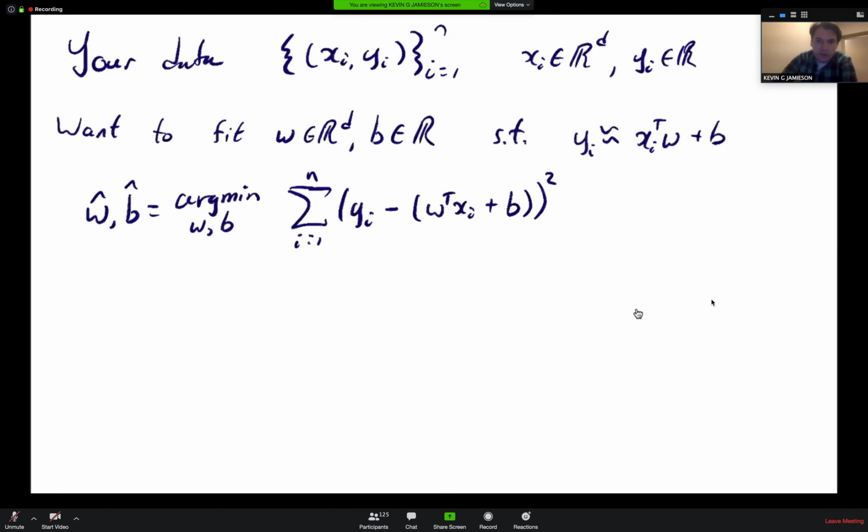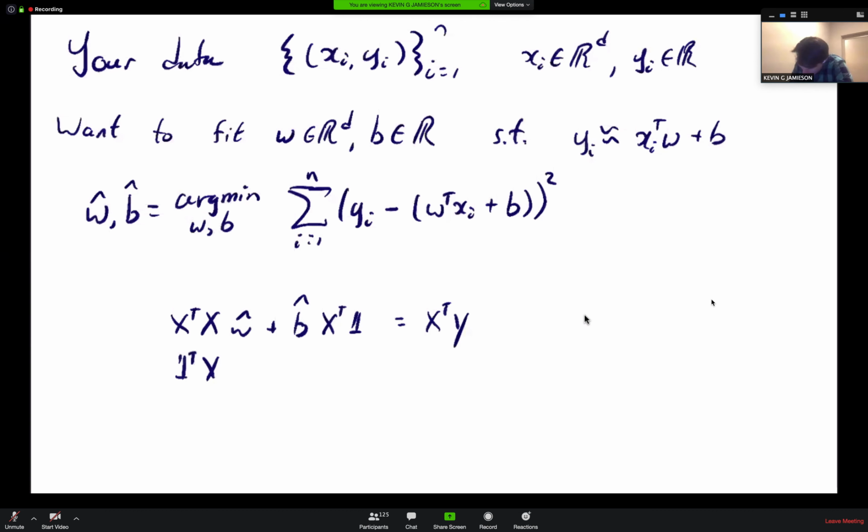Okay. So there we go. If you take the derivative with respect to B, what we find is that, yeah, that's how we do it. So what you'll find is that B hat, with respect to this equation, gives us x transpose x W hat plus B hat x transpose 1 equals x transpose y, where these x's and y's are again stacking all your vectors together. And 1 transpose x w hat plus b hat 1 transpose 1 is equal to 1 transpose y.